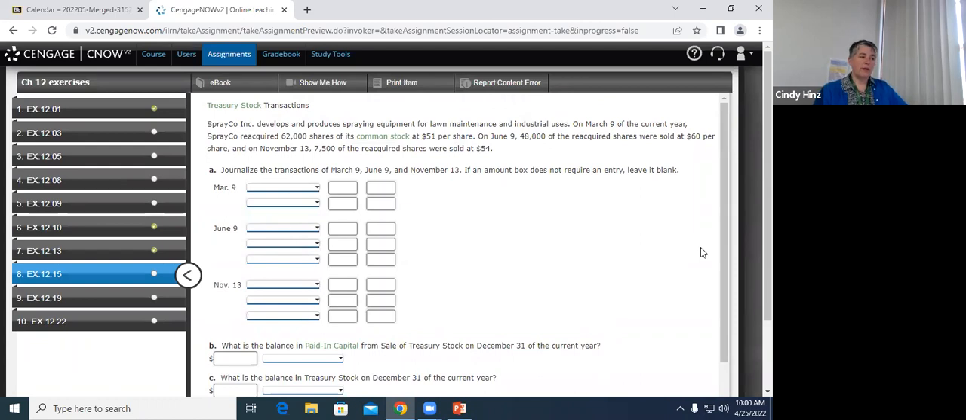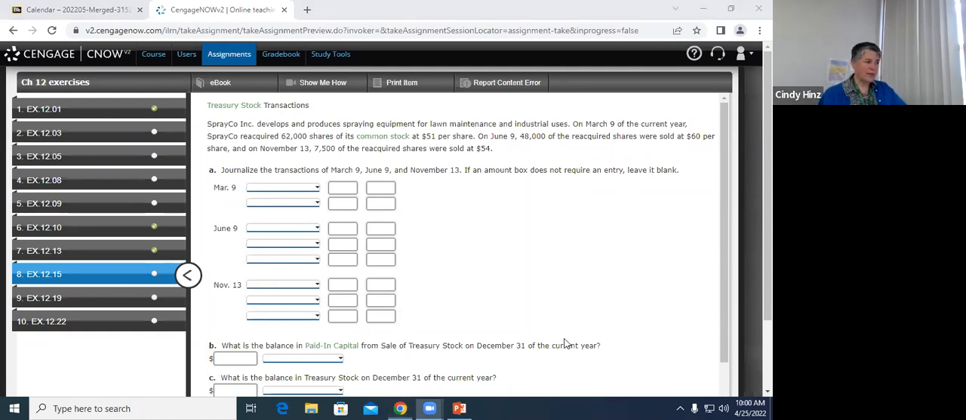Spray Company Incorporated develops and produces spraying equipment for lawn maintenance and industrial uses. On March 9th of the current year, Spray Company reacquired 62,000 shares of its own common stock at $51 per share. On June 9th, they sold some of those shares, and then on November 13th, they sold some additional shares.